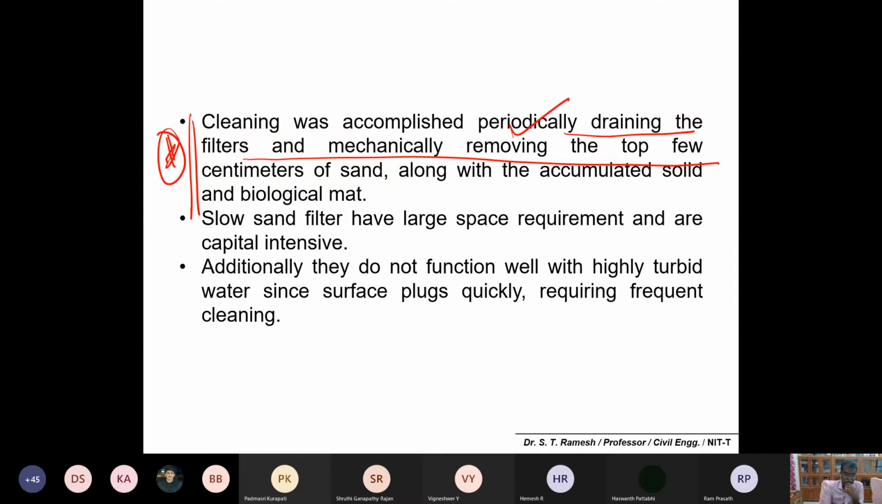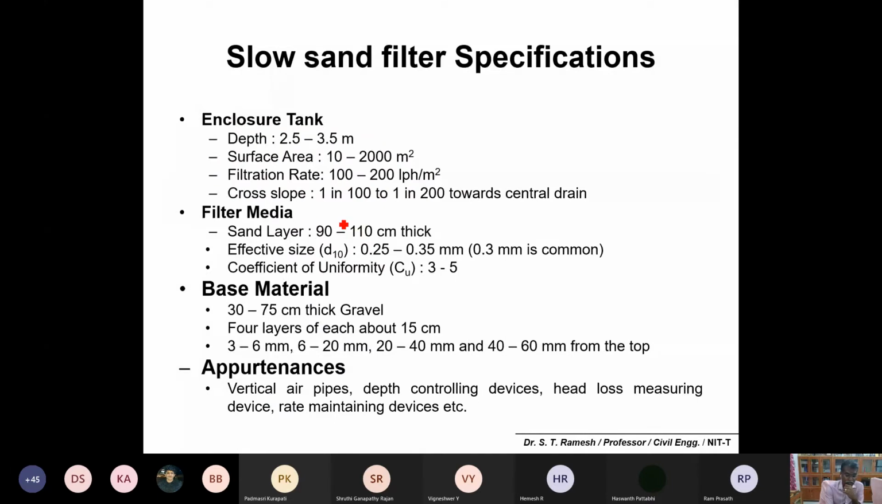Okay, these are some of the specifications. For filtration media, the sand layer is 90 to 110 centimeter thick. Effective size ranges from 0.25 to 0.35 millimeter, and uniformity coefficient is 3 to 5. In base material, you can use 4 layers: 3 to 6 mm one layer, 6 to 20 mm one layer, 20 to 40 mm one layer, and 40 to 60 mm, from the top. So this is about the slow sand filter specifications.